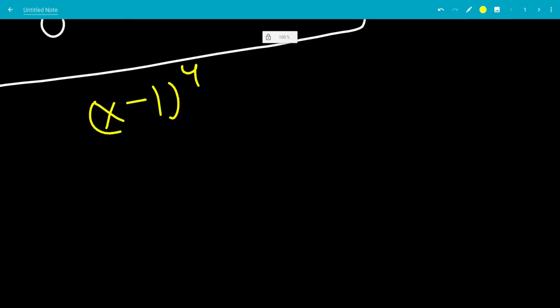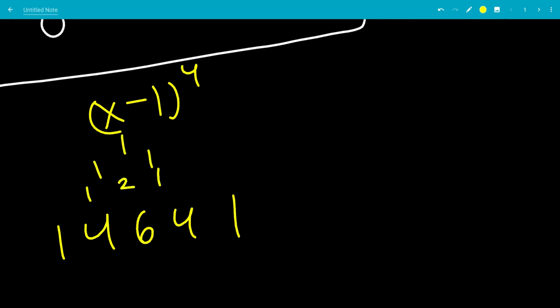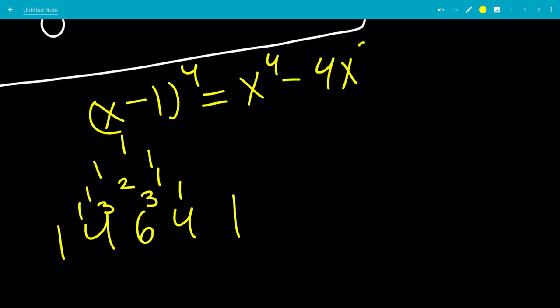The binomial coefficients for this case will be 1, 4, 6, 4, 1. Because in Pascal's triangle, it's 1, then 1, 1, then 1, 2, 1, then 1, 3, 3, 1, and you just add the terms. So 1 plus 3 is 4, 3 plus 3 is 6, and 3 plus 1 is 4 again, and then 1 stays the same. So this will be x to the fourth, and the negative 1 will change the signs: minus 4x cubed plus 6x squared minus 4x plus 1.